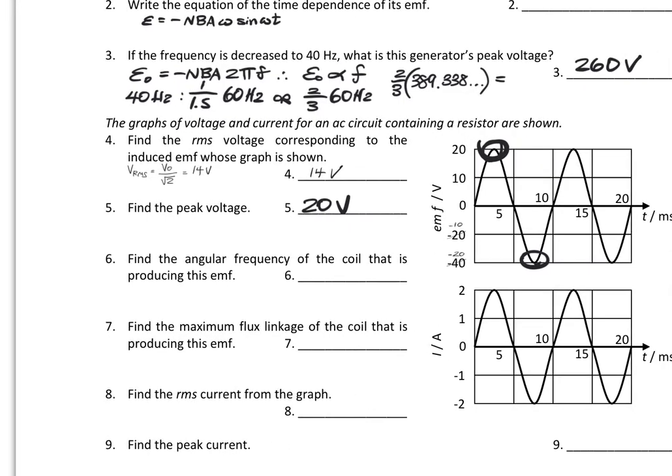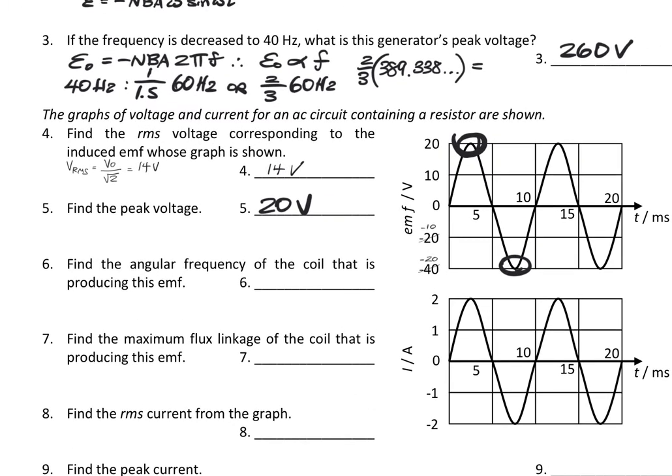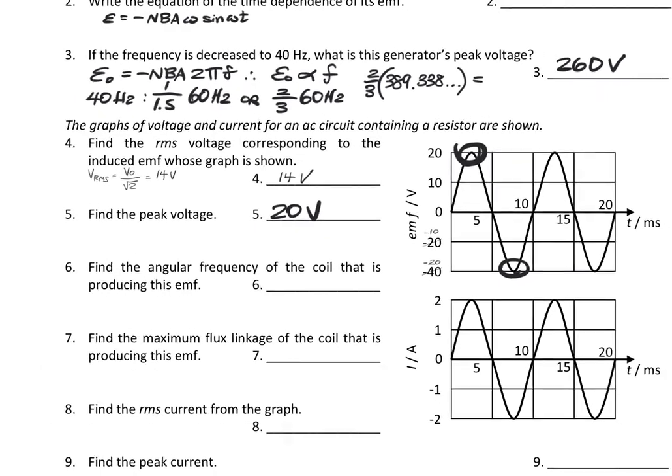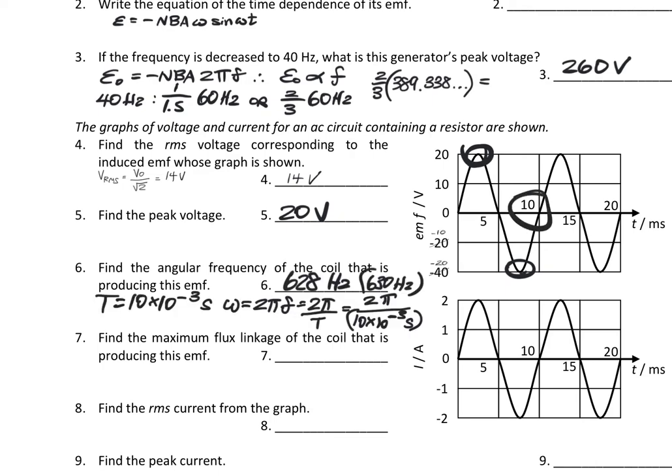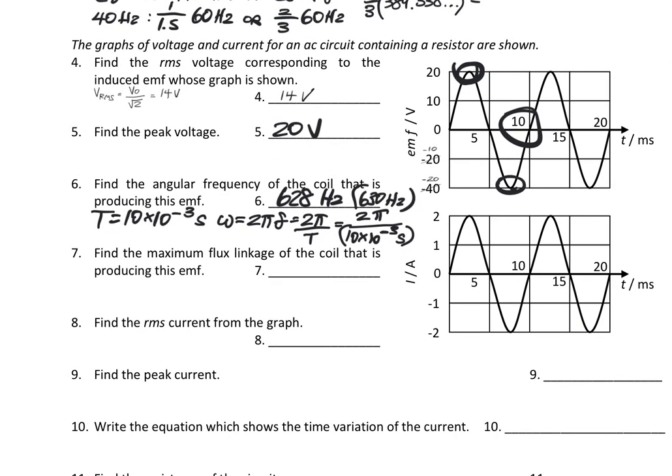Angular frequency of the coil producing this EMF. We can actually get that from the time for one cycle. I can see that the time for one complete cycle is 10 milliseconds. And so that's 2 pi over the period, which gets us 628 hertz, which if we round for sig figs is 630 hertz.